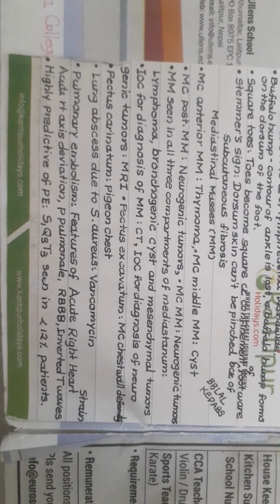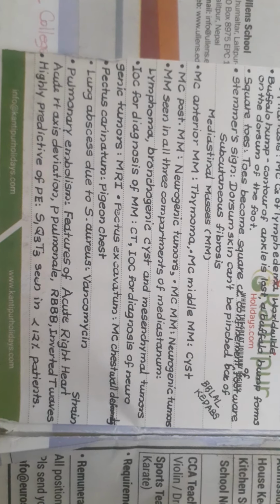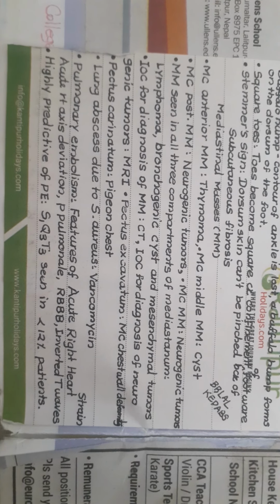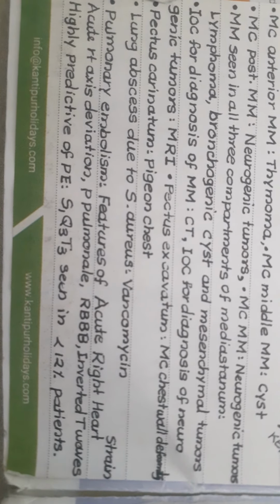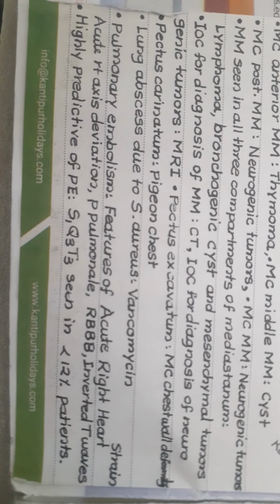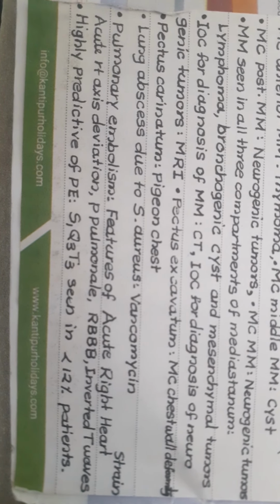The skin on the dorsum can't be pinched because of subcutaneous fibrosis. Mediastinal masses: most common anterior is thymoma, most common middle is cyst, most common posterior is neurogenic tumors. Lymphoma, bronchogenic cyst, and mesenchymal tumors are seen in all three compartments of the mediastinum. IOC for diagnosis is CT; IOC for neurogenic tumors is MRI. Pectus excavatum is the most common chest wall deformity. Pectus carinatum is pigeon chest.